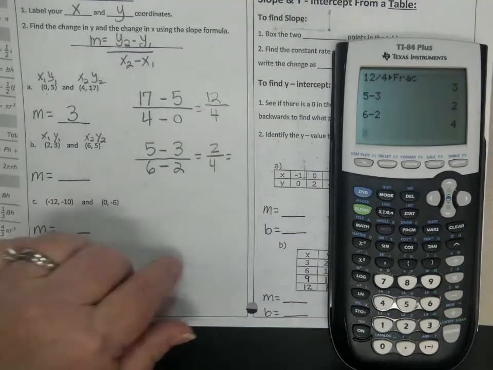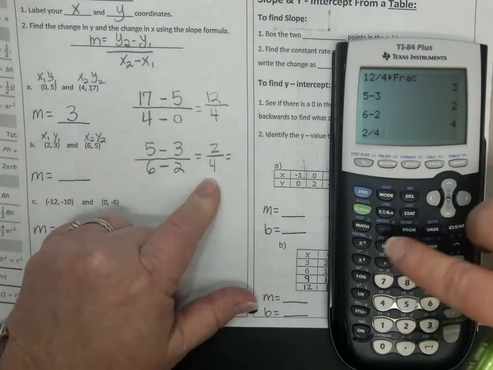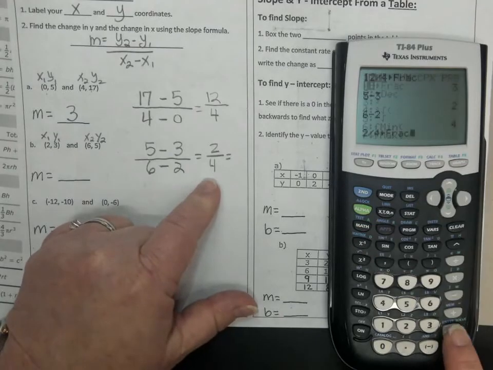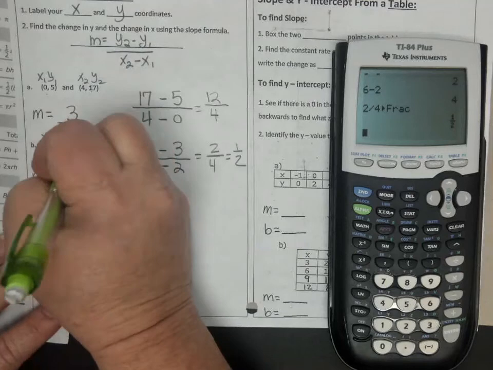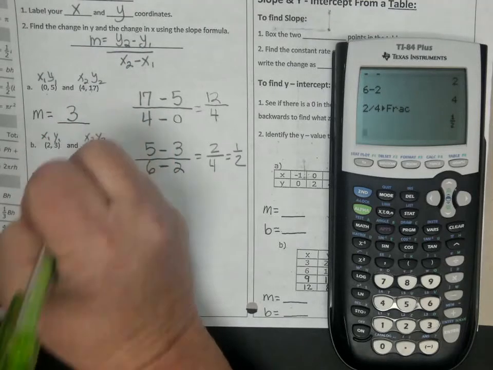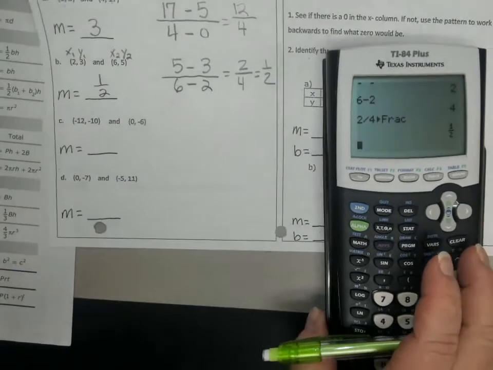And now I'm going to see if it will simplify. 2 divided by 4, math, enter, enter, and I get 1/2. So my slope, or my m value, is 1/2. We're going to do a couple more, and then you're going to be working on it.